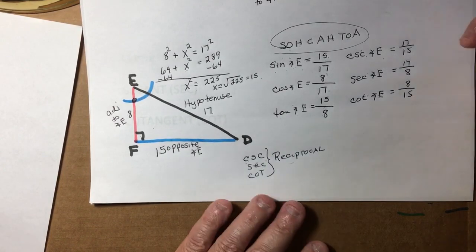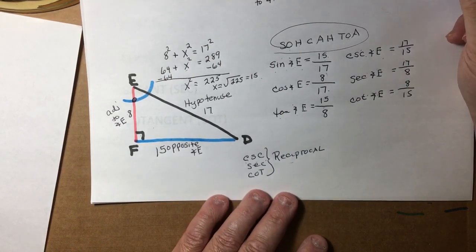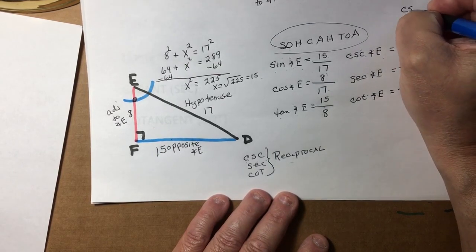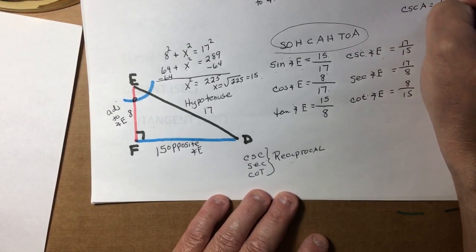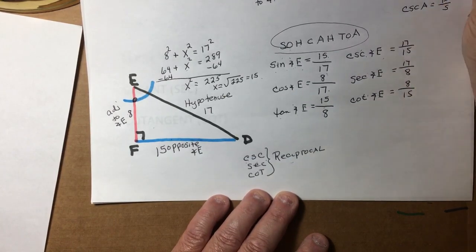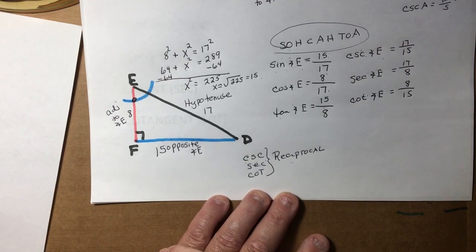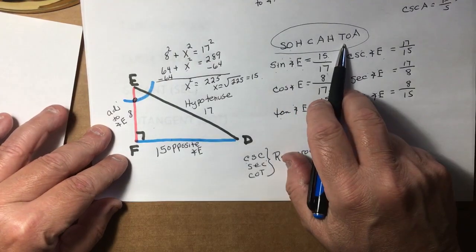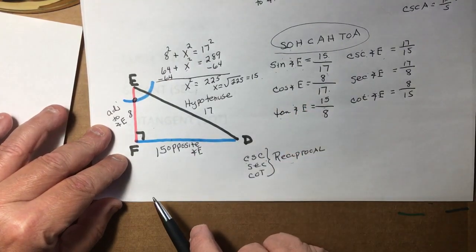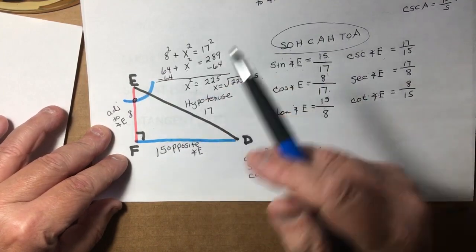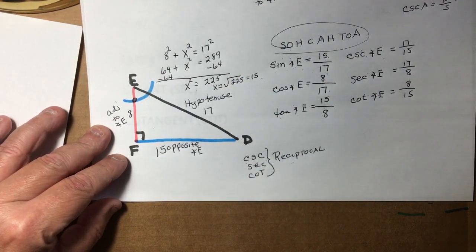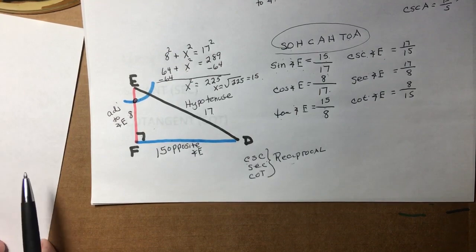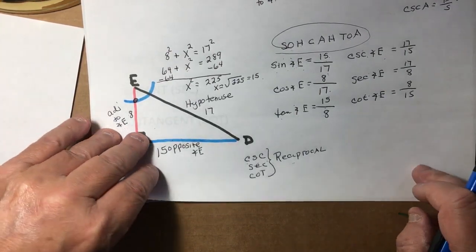Just like here, we had these three here. The sine of angle A was 5 over 13. So the cosecant of angle A is 13 over 5. Hope you got the idea with that. So now you know how to find the 6 trig functions and what opposite and adjacent mean when you're talking about a triangle. All right, let's try another.